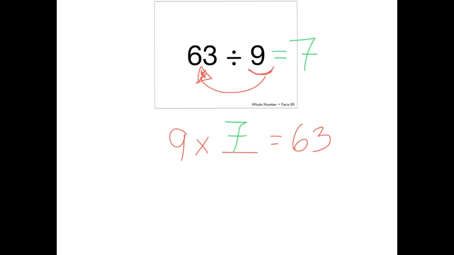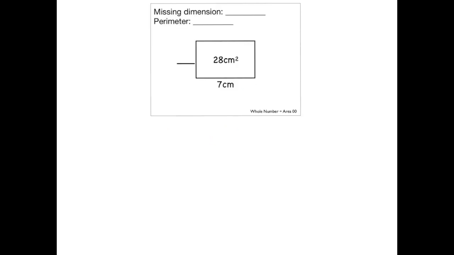So in addition to this symbolic representation, just with numbers, students are also going to be asked to look at division as it relates to the area of a rectangle. So here we have a rectangle with an area of 28 centimeters squared, and one of its dimensions is 7 centimeters long. So the students here have to find the missing dimension, this number here, as well as the perimeter. So let's start with the missing dimension first.